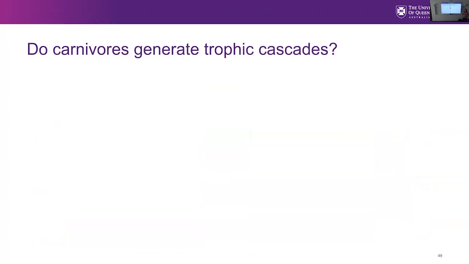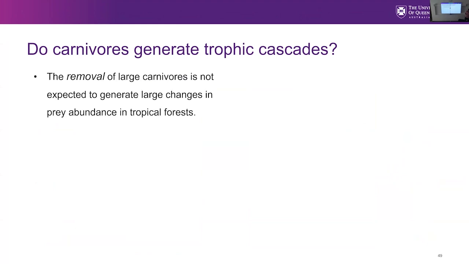So, just to wrap up, does it look like carnivores generate trophic cascades? Well, it seems like the removal of large carnivores is not expected to make large changes in prey abundance in tropical forests. However, it's interesting to note that all of this research was conducted behind my computer.